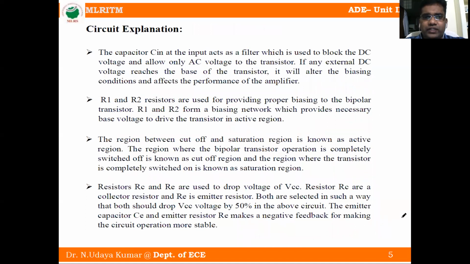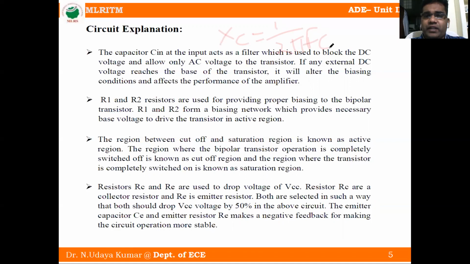So the circuit explanation I already discussed. Capacitor C at the input acts as a filter which is used to block DC and allows AC only. We know the formula for the reactance of a capacitor. Reactance of capacitance is denoted by Xc, equal to 1 by 2 pi fC.